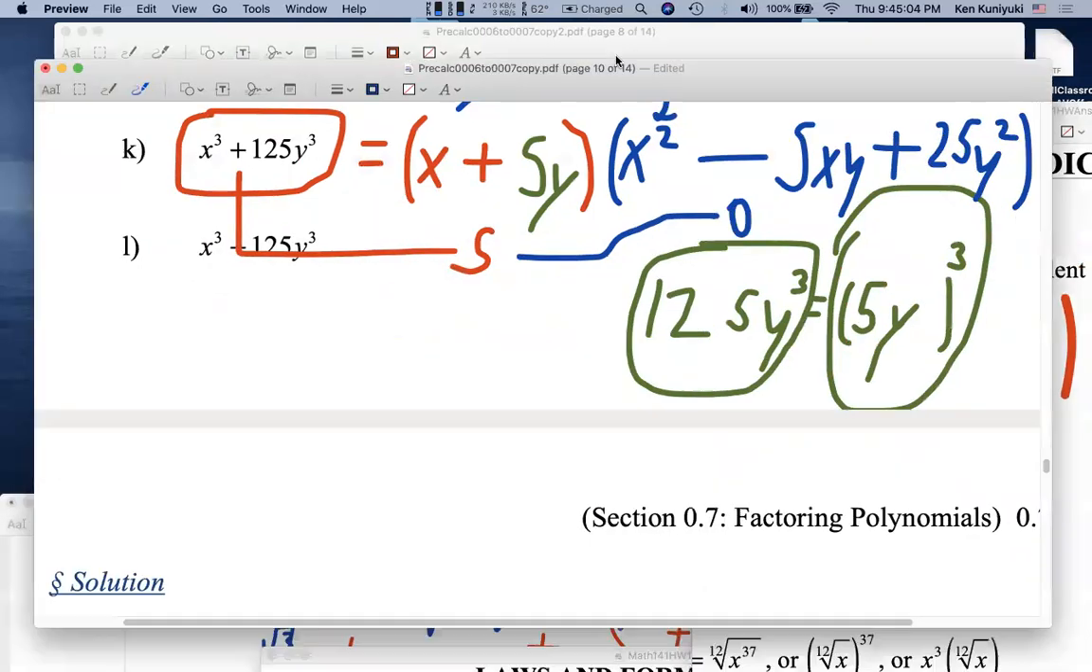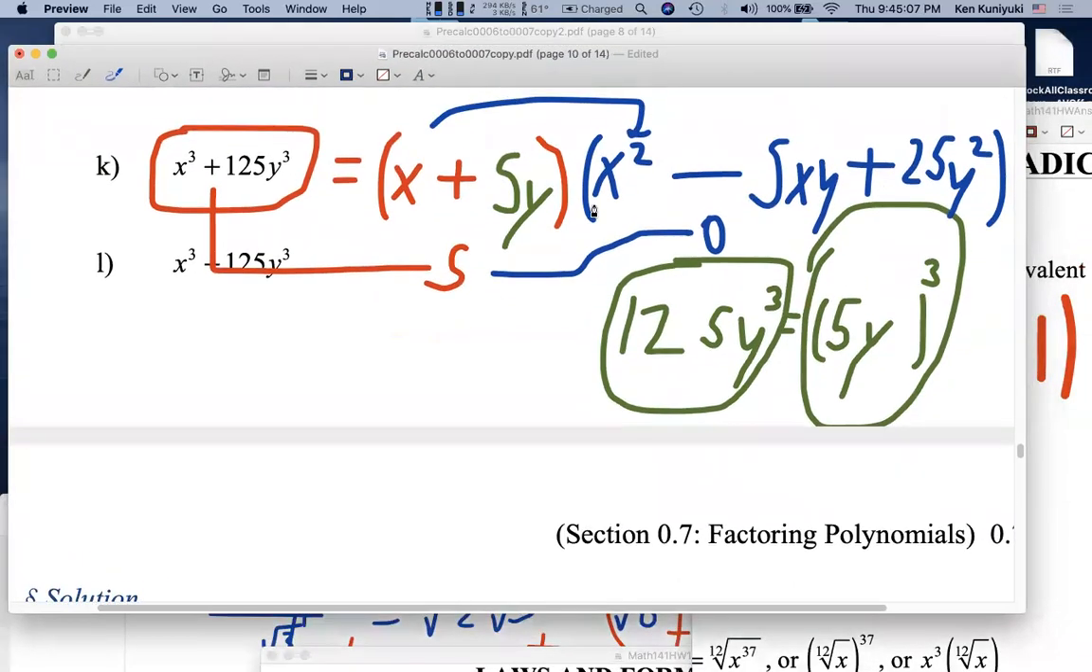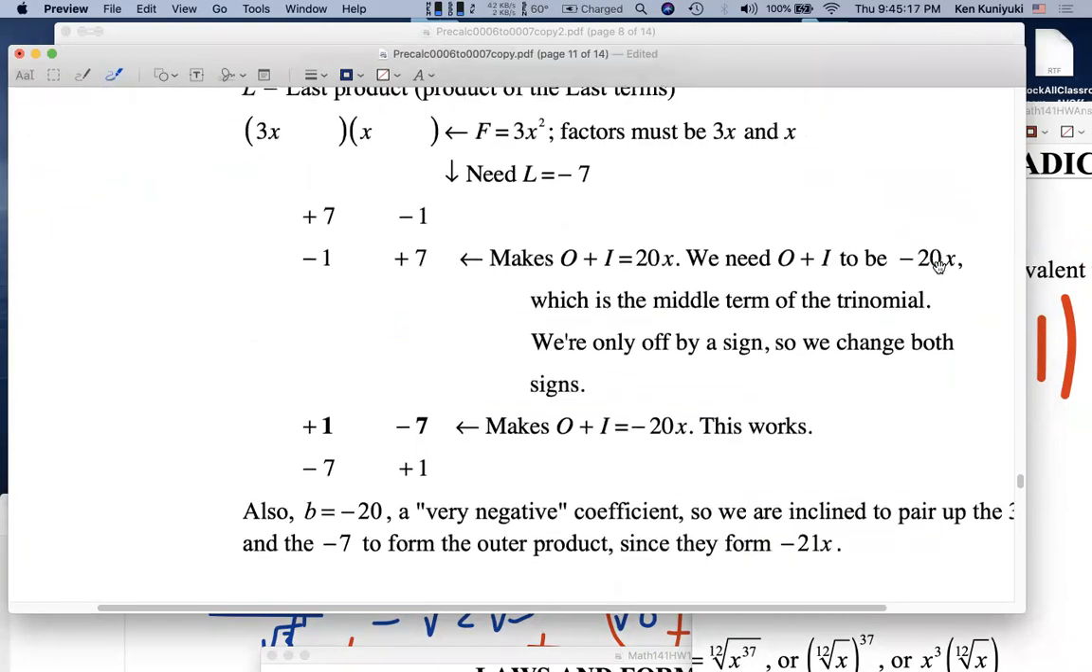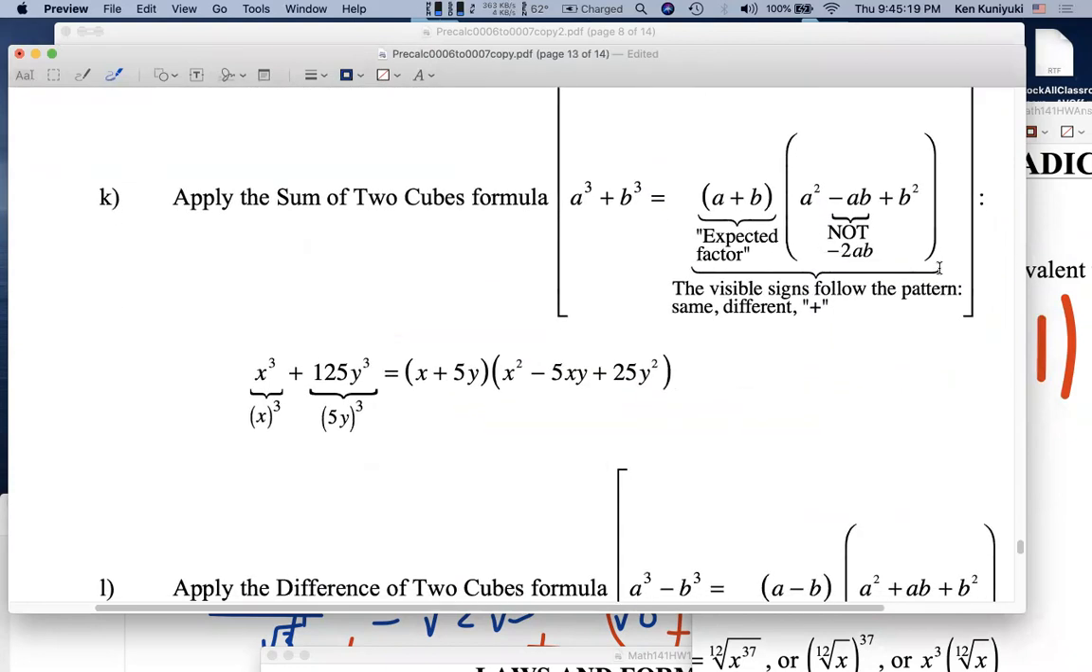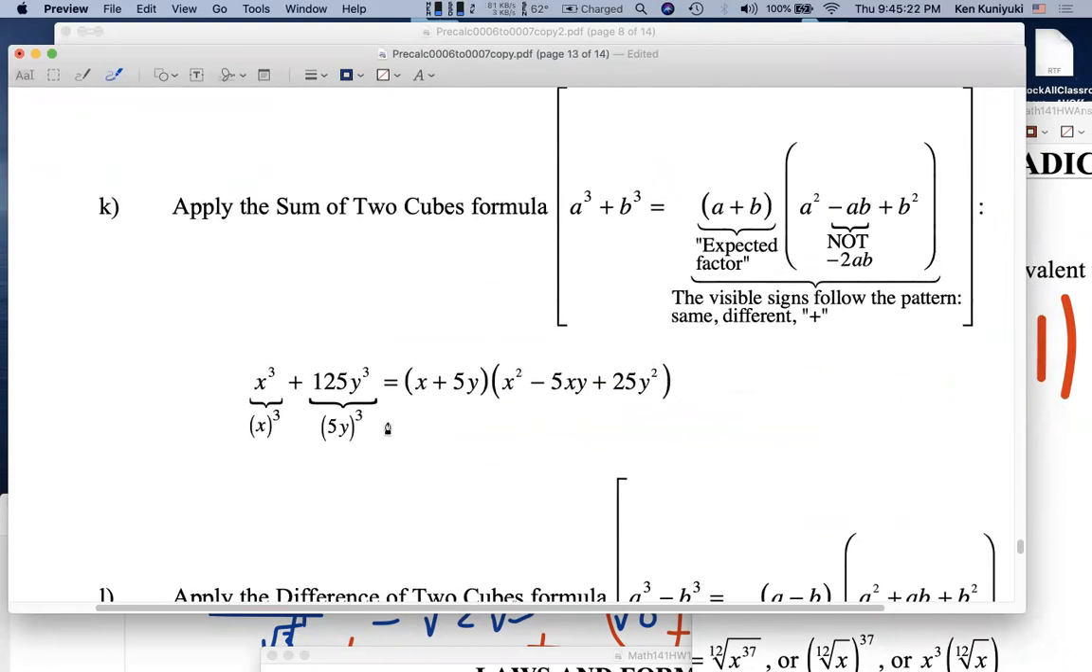Oh, wait. That's in my solutions. Okay. So here I did it organically, right? SOAP, S-O-A-P. But here in my solutions, it's typeset. All right. So again, x cubed is the cube of x. That goes here. Same sign. S for same sign. That's a plus sign. 125y cubed is the cube of 5y. And then for this guy, you square the a to get a squared. You square the x to get x squared.